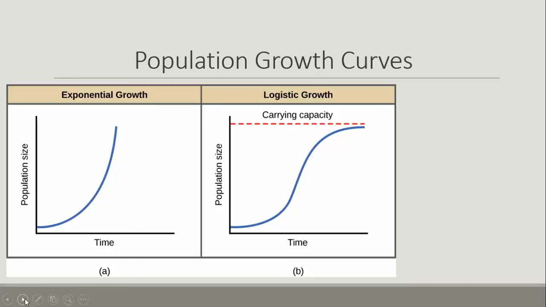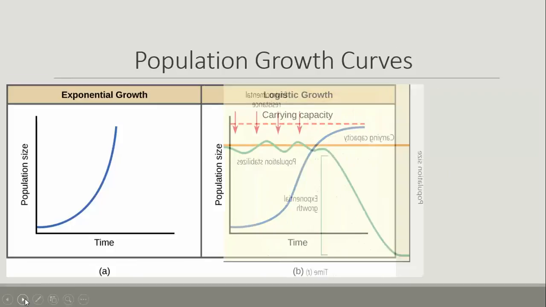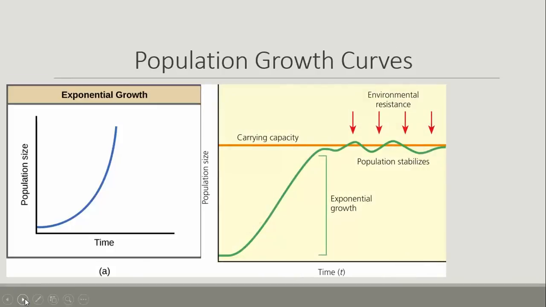And from your book, they actually show one that's probably a little bit more realistic. It's not going to even off just like that. What's going to happen is you see exponential growth on the left that approaches the carrying capacity, and then there's some environmental resistance and some fluctuation until finally the population stabilizes.